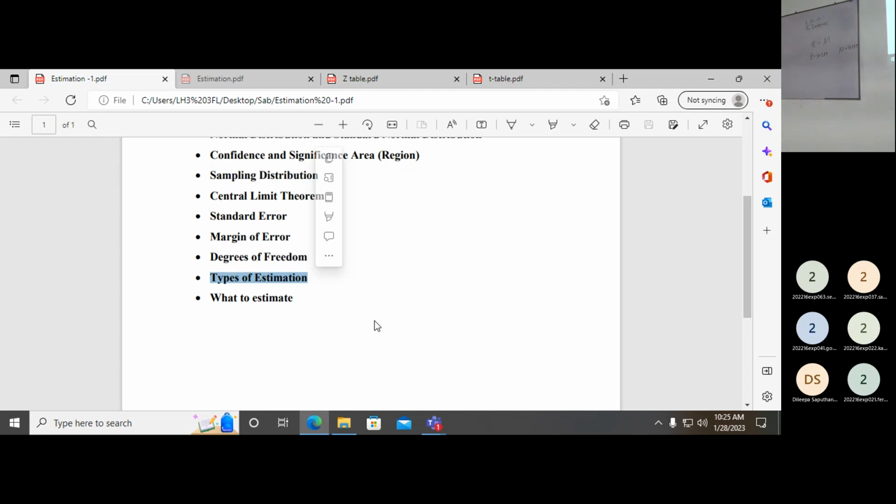Now we write: the population parameter is estimated as a range. We consider the sample statistic, confidence or significance, standard error, and margin of error for interval estimation.